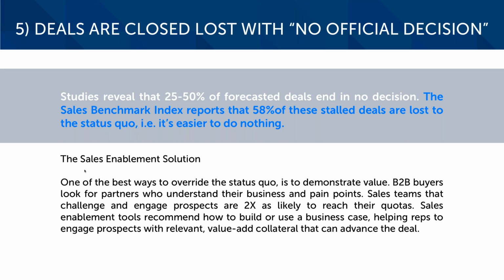Here's what you're missing out on. Here's what you're losing. Here's what you're not earning. But it has to be both qualitative and quantitative. And the sales enablement solution to this is to override the status quo, preparing your people to be able to override the status quo. It's no longer about just teaching them how to sell. It's about teaching them how to break the status quo in the sales process. And the best way to do that is to demonstrate value.